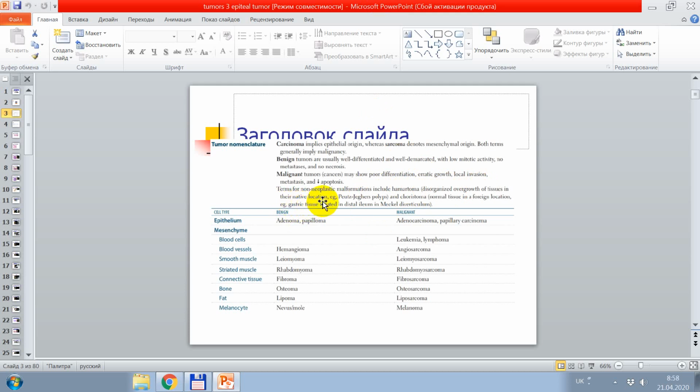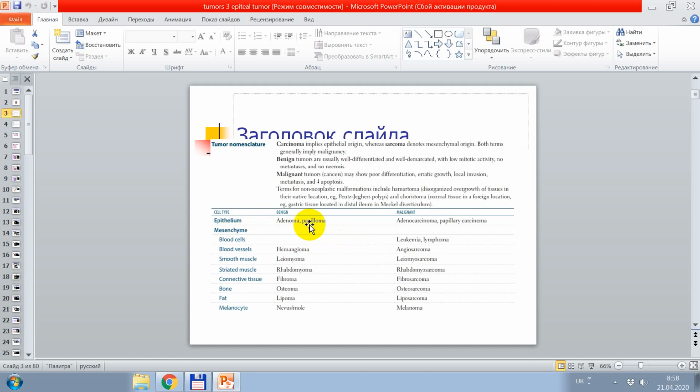Terms for non-neoplastic malformations include hamartoma, a disorderly organization and overgrowth of tissues in their native location, for example, Peutz-Jeghers polyps, and choristoma, normal tissue in a foreign location, for example, gastric tissue located in the distal ileum in a Meckel diverticulum. Also, in this scheme is presented the nomenclature of epithelial tissue.